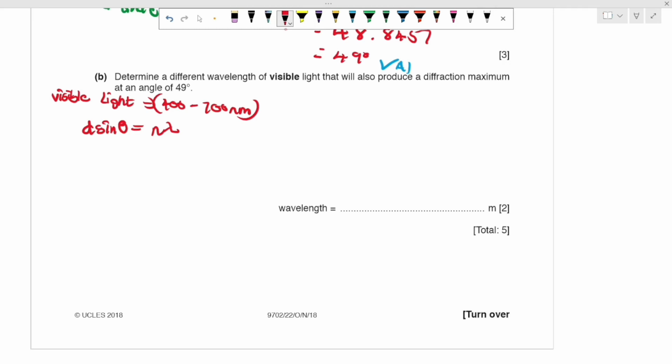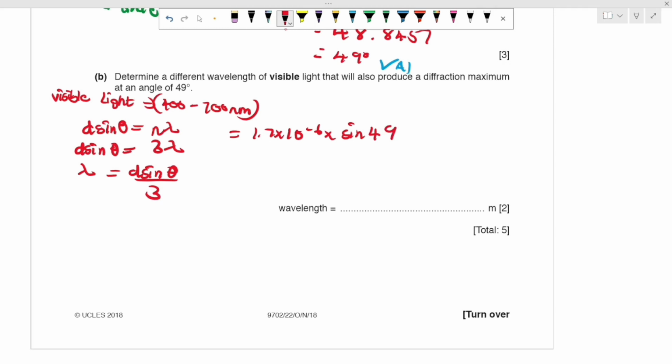You can try that out. And then if you're going to do it for 3, it means that d sine theta will be equal to 3 lambda. So the value of lambda will be equal to d sine theta divided by 3. And d doesn't change, guys. It's still going to be 1.7 times 10 to the power of negative 6. Your angle, sine of 49, is the exact same angle that we actually need, divided by 3.